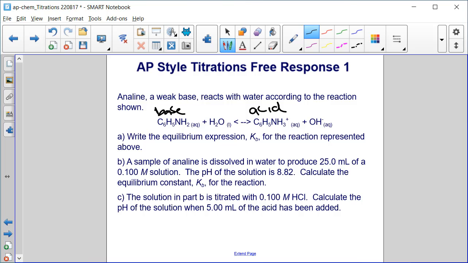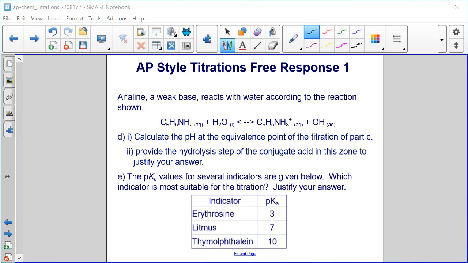A sample of aniline is dissolved in water to produce 25 milliliters of 0.1 molar solution. The pH of the solution is 8.82. Calculate the equilibrium constant Kb for the reaction. And then C, the solution in part B is titrated with 0.1 molar HCl. Calculate the pH of the solution when 5 milliliters of the acid has been added.